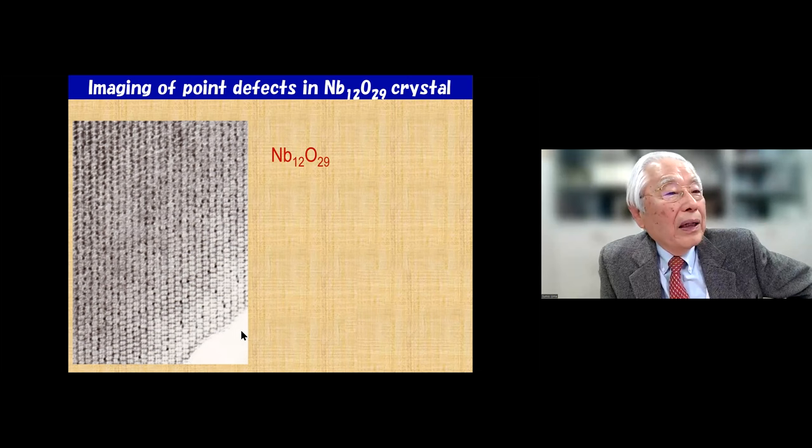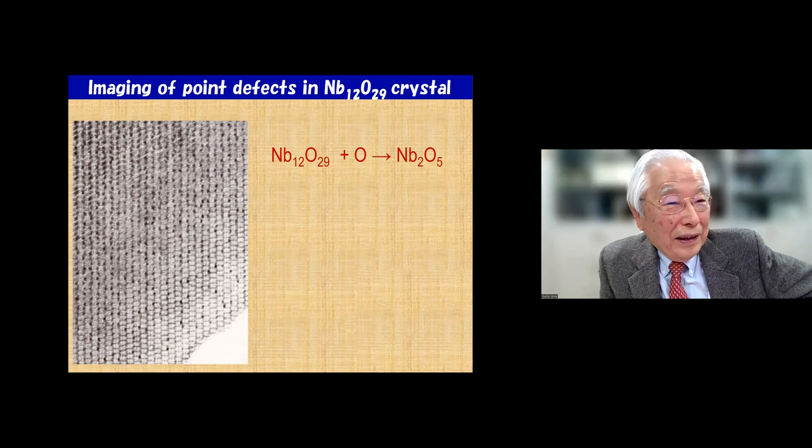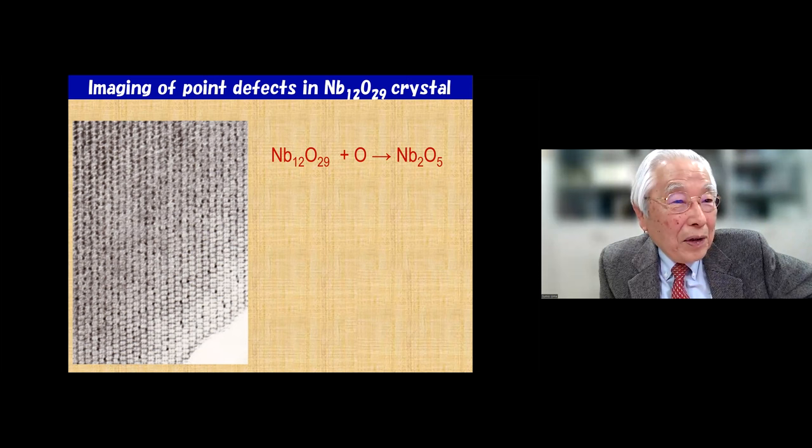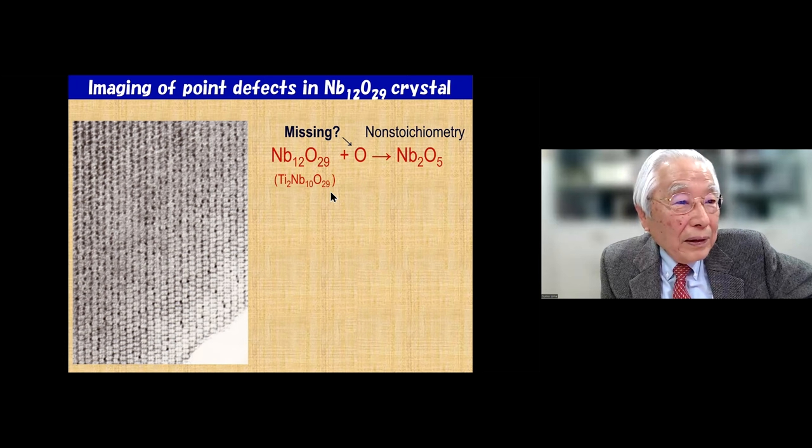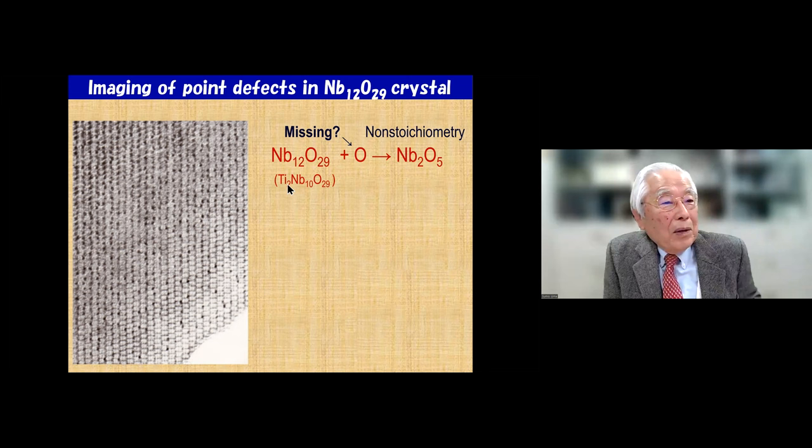This material, niobium oxide, has one oxygen missing here. So this is a non-stoichiometric compound, similar to this one too. Titanium, now the niobium oxide. Anyway, so people at that time were looking for where the missing oxygen is.